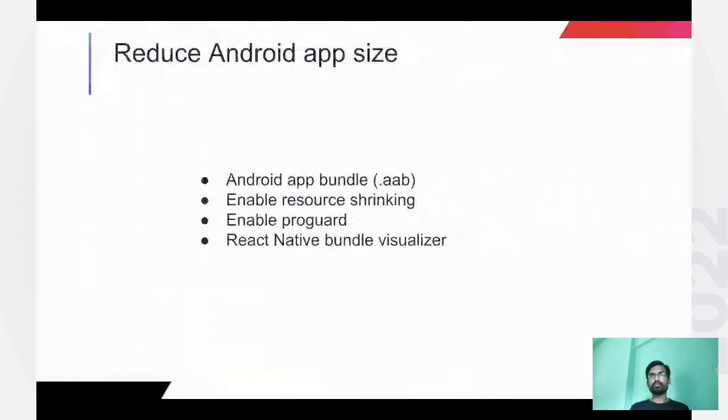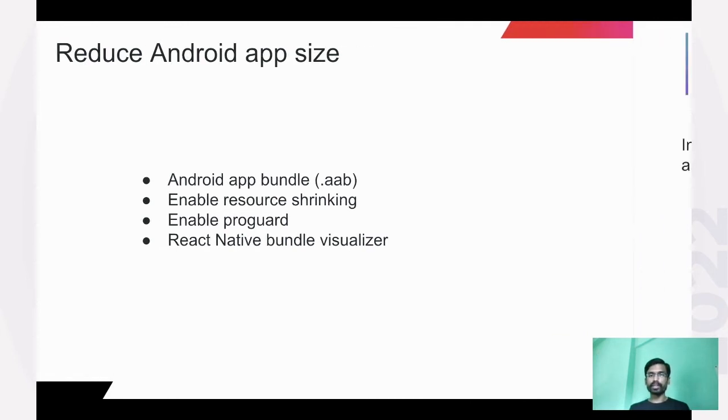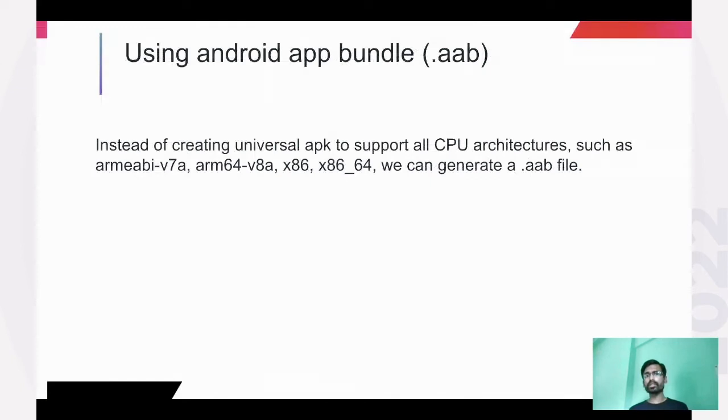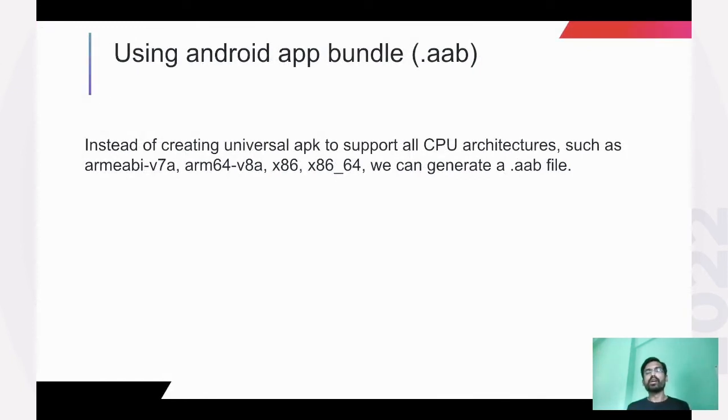Yeah. So when we generate builds for both iOS and Android, we have noticed that app size is an issue on Android, right? There are ways by which we can actually reduce the app size a lot. One of them is using an app bundle. Earlier, we used to create one universal APK that includes all CPU architectures, and that's why it becomes huge, and you would upload that APK on the Play Store.